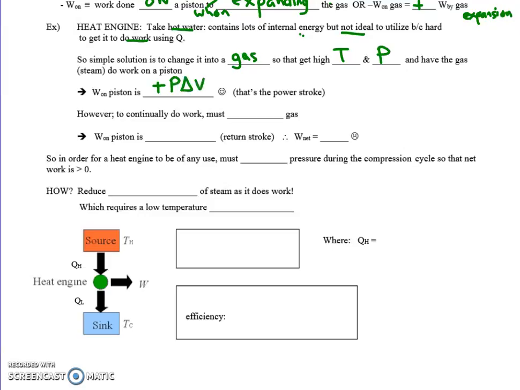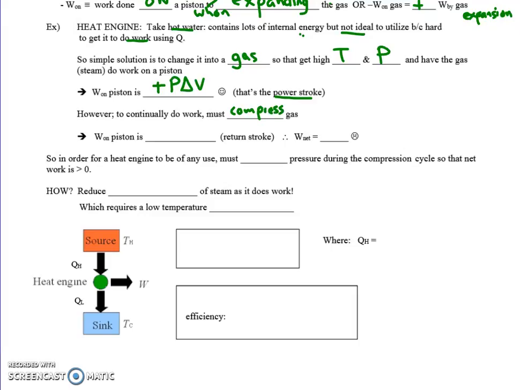All right, we call that the power stroke in an engine. So we've expanded the piston, and then that piston can be connected to a drivetrain, or it can lift something up, and that's what we call the power stroke. However, we want to do this again and again and again. So in order to repeat this, we must first compress the gas.